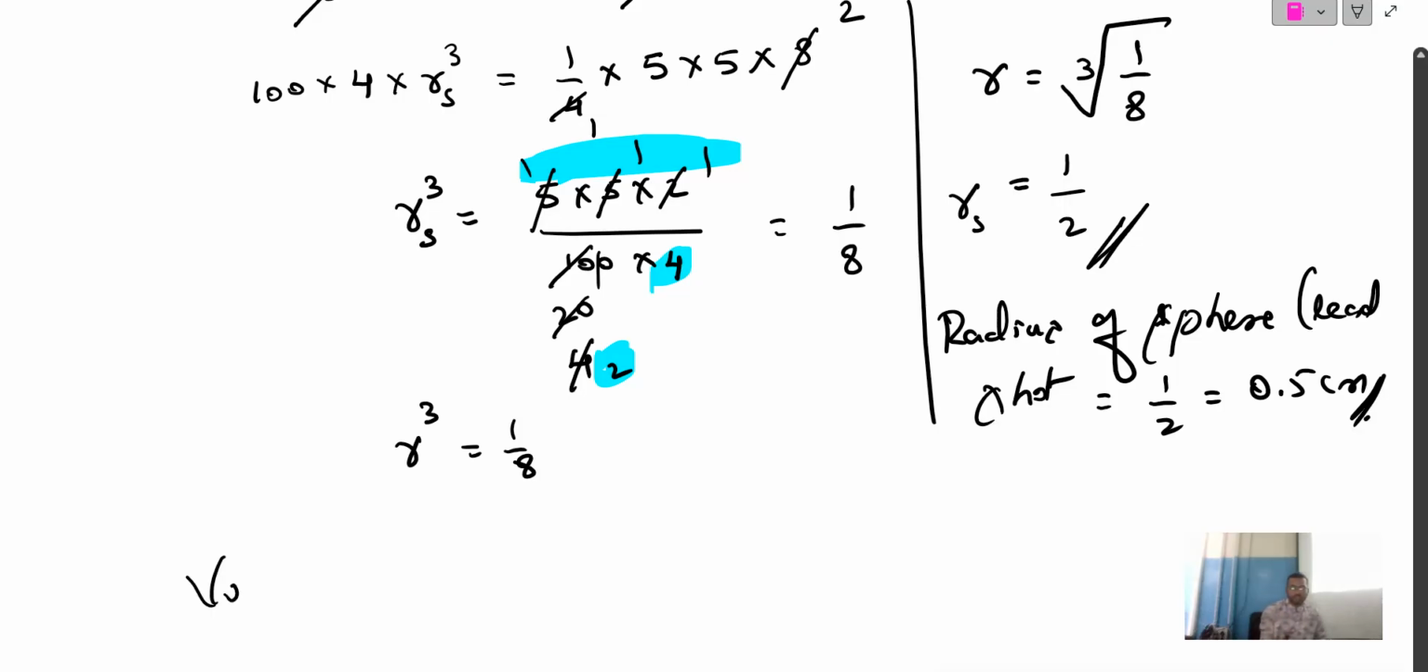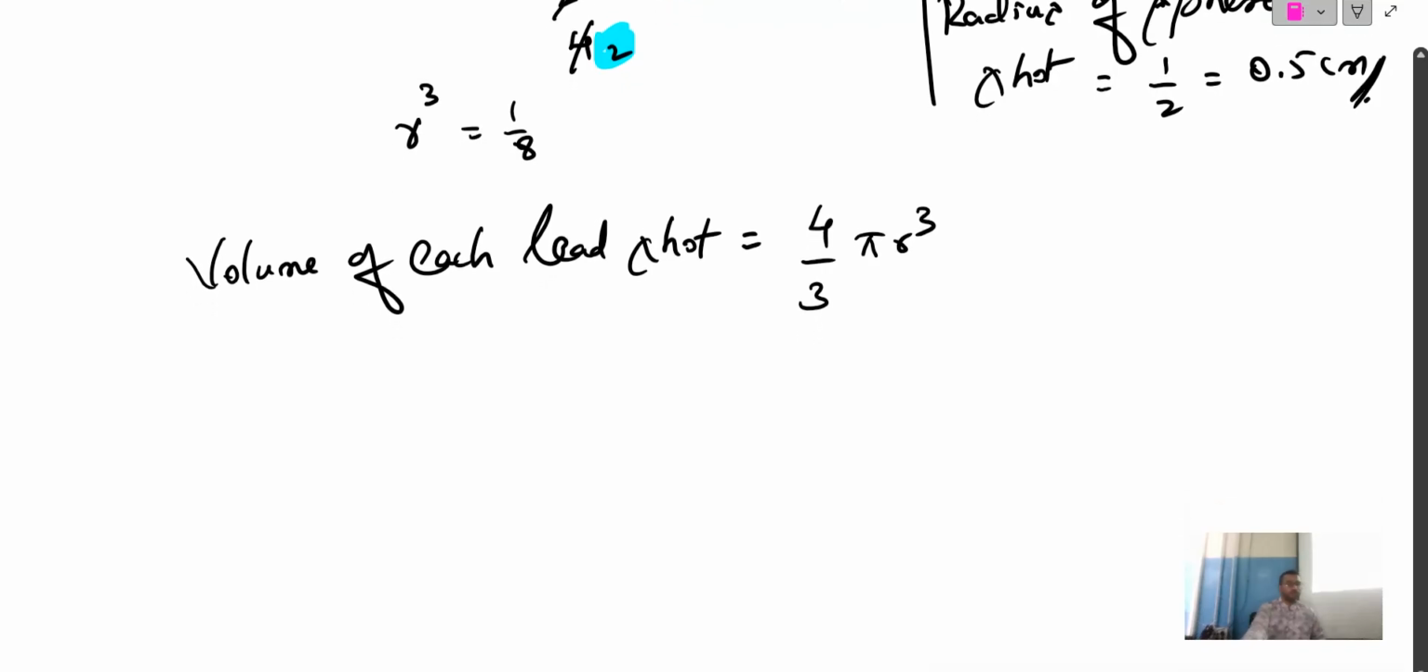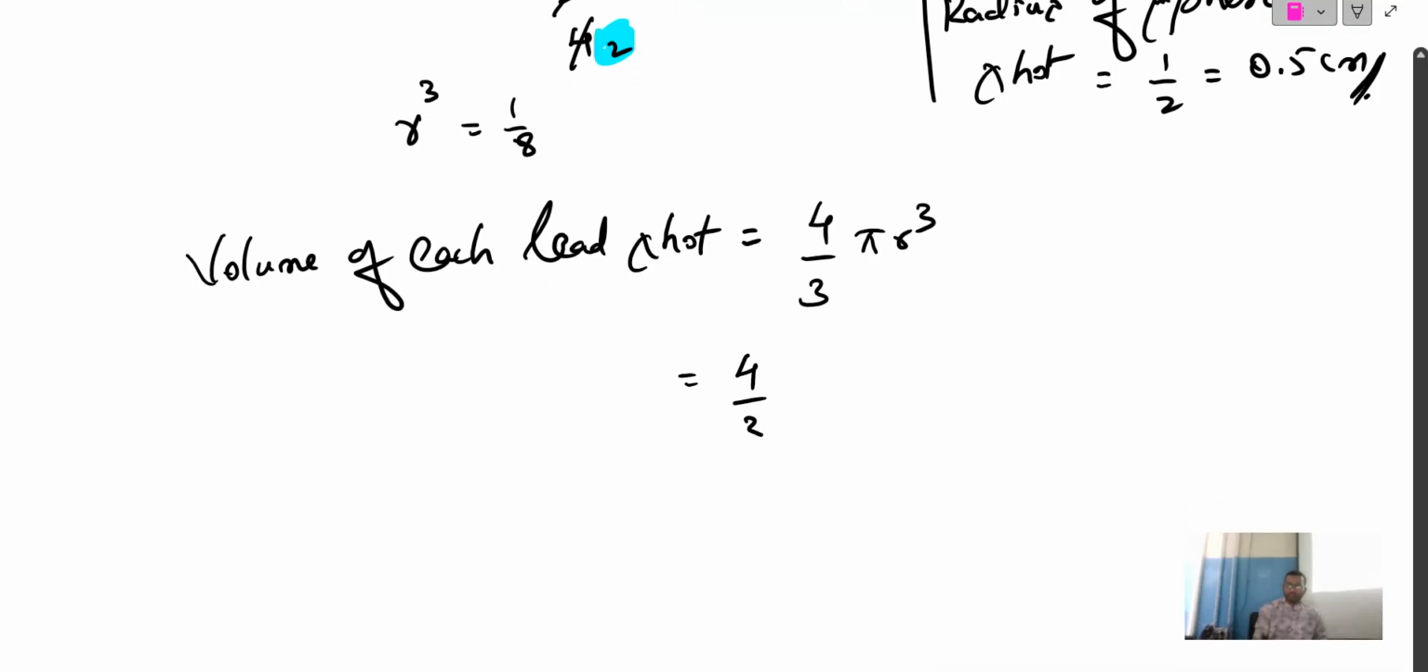Just now we got r cube equals 1 by 8. If not, you can write 1 by 2 into 1 by 2 into 1 by 2. That also is 1 by 8 only. Better we write 1 by 2 into 1 by 2 into 1 by 2. Now, 4 by 3 as it is, nothing is cancelable. Pi is 3.14 into 1 by 2 into 2 into 2, that is 1 by 8. Now, 4 ones are 4, 4 twos are 8. Are you getting it, children? Then cancelable with 2.